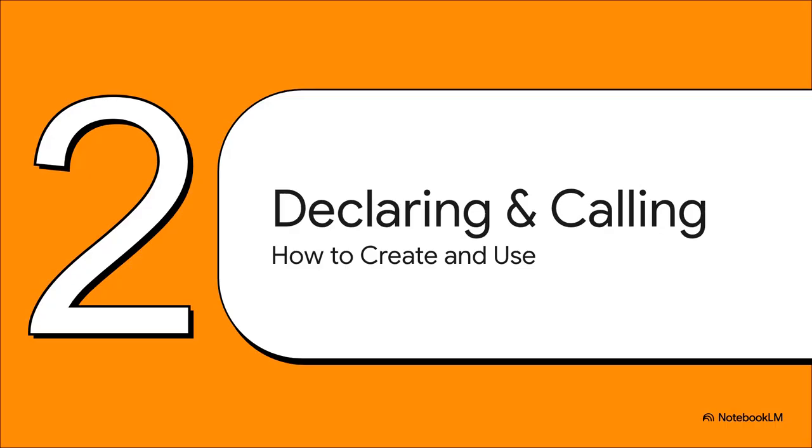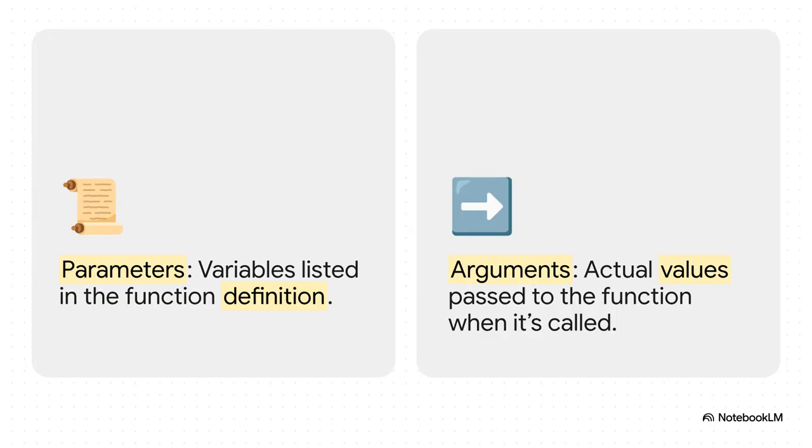Okay, so we've got the why locked down. Now let's get into the how. This is the actual blueprint for creating and using these powerful tools in your own code. Now, to really get this, you need to know two key terms that people often mix up: parameters and arguments. When you first define your function, the placeholders you list for the data it needs, those are parameters.